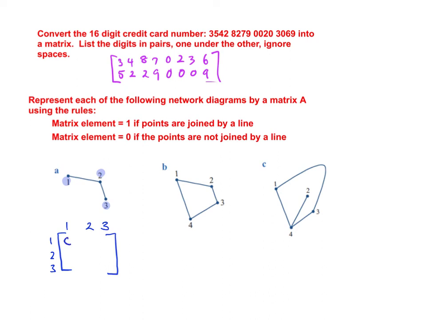So we say 0. Now, is there a line between 1 and 2? There is, so we'll put a 1. Is there a line between 1 and 3? No. Is there a line between 2 and 1? Yes. 2 and 2? No. 2 and 3? Yes. 3 and 1? No. 3 and 2? Yes. And 3 and 3? No. So can you see how this network diagram has now been converted into a digital matrix?